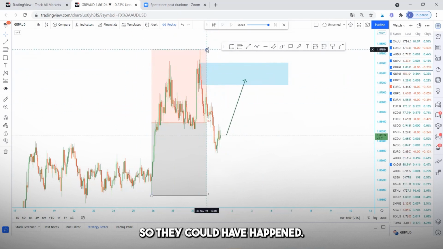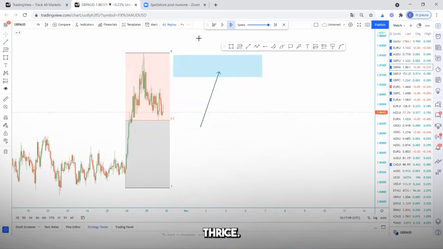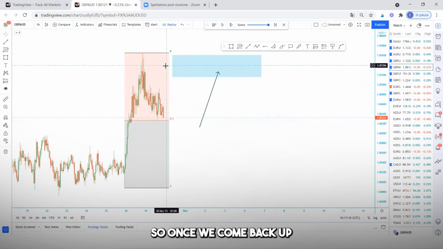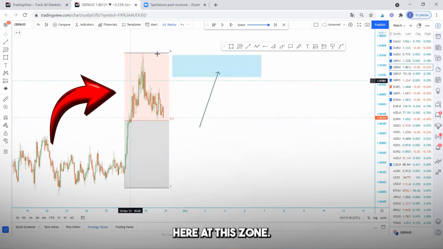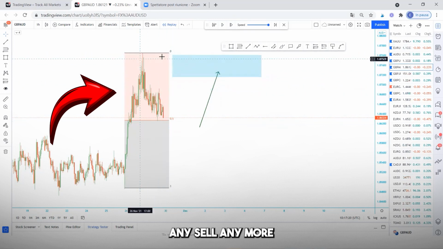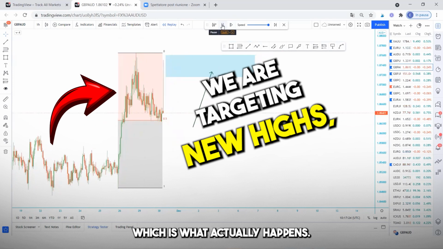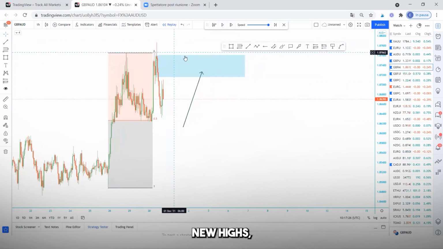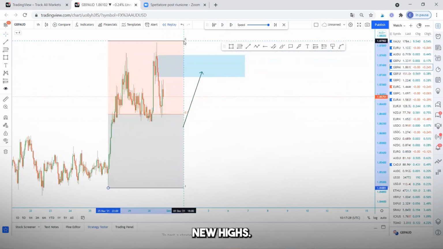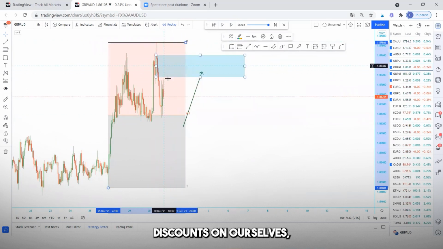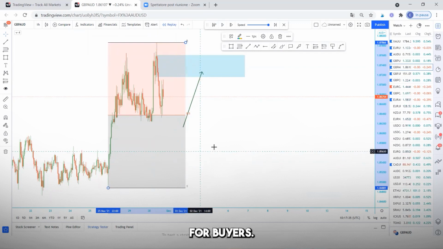Okay, so it could have happened. Let's do the whole process. Price comes back to discount. It does, even by 0.1 pip, but it does. So once we come back up here at this zone, I'm not looking for any sell anymore, because probably we are targeting new highs, which is what actually happens, new highs. Okay, new highs. Now this is the new move, but we already reached discount, so no sales. Okay, we are only looking for buys.